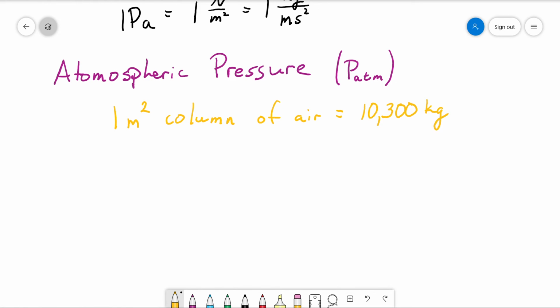And I won't go through all the math on this, but the pressure that exerts, P sub ATM, is 1.01 times 10 to the 5th pascals, or often this is just written in kilopascals, 101 kilopascals. Okay? And that is atmospheric pressure. So I think that's enough for this video.